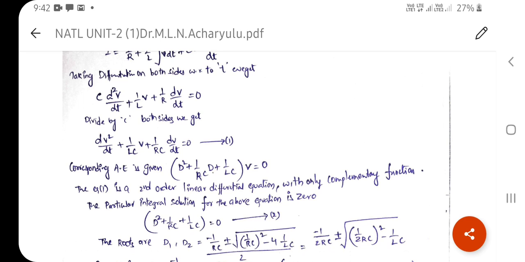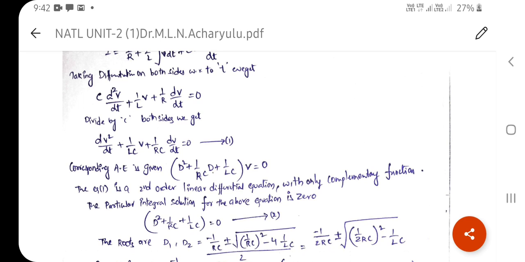Then the corresponding auxiliary equation: instead of d by dt you write D. So D square plus 1 by RC into D plus 1 by LC, the whole operating on v, is equal to 0. From the given equation 1, this is a second order linear differential equation with only a complementary function, because there is no value on the right hand side.